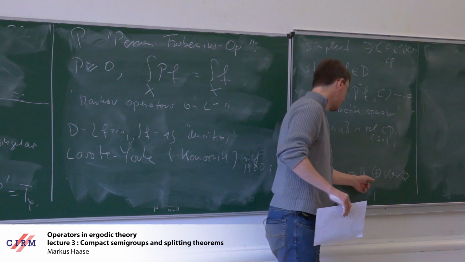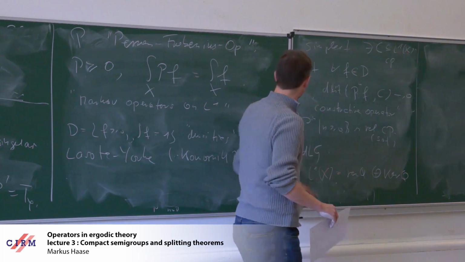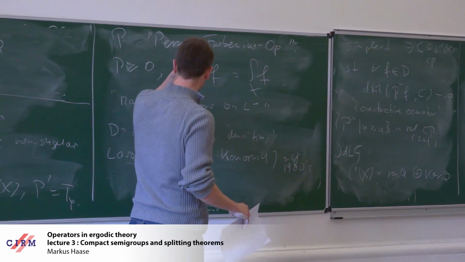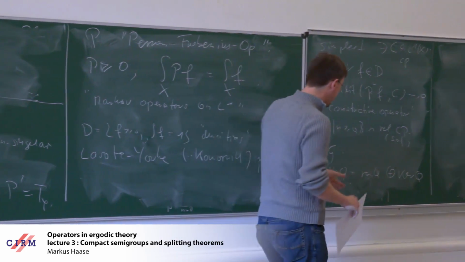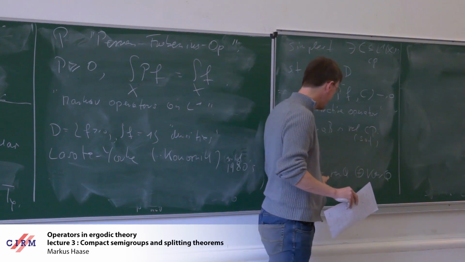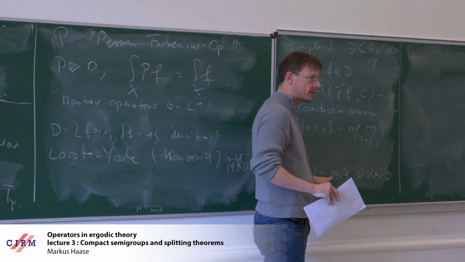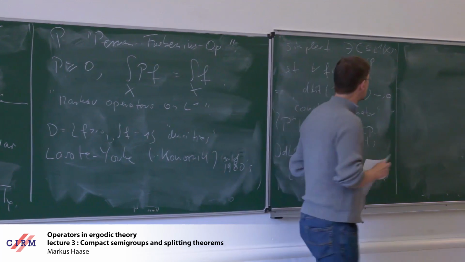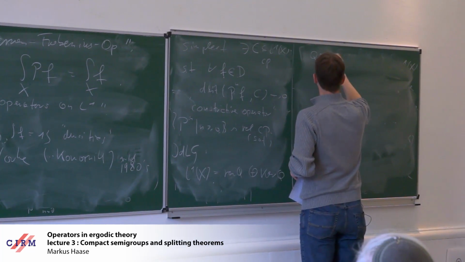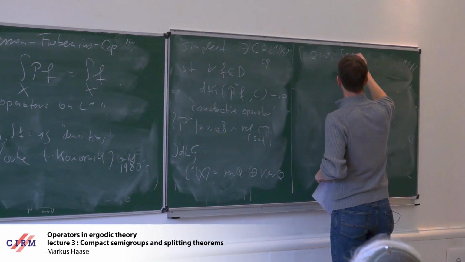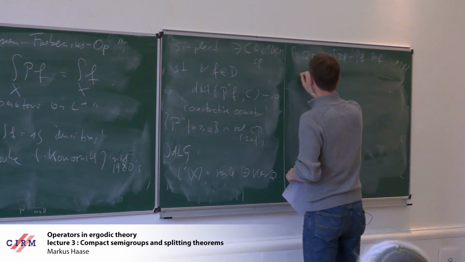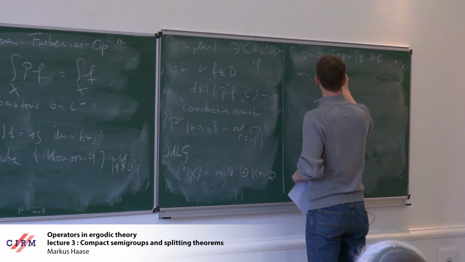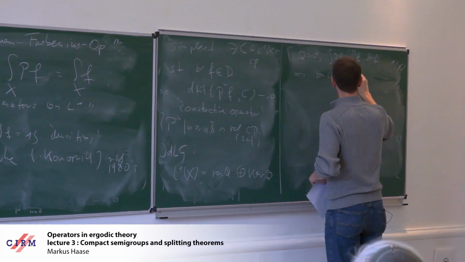Now this Q has the same properties as P. It preserves the integral and it's positive. Then it follows that this space here is actually a sublattice of L1. So since Q is positive and preserves the integral, it follows that the range of Q is a sublattice.